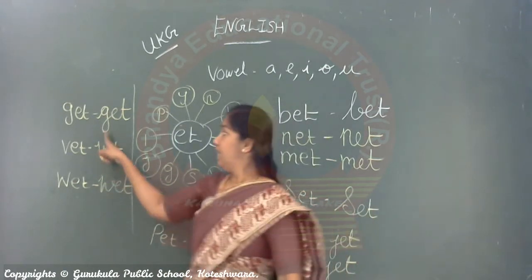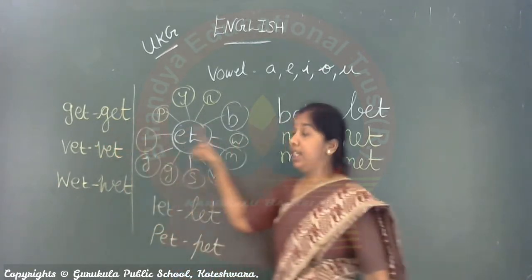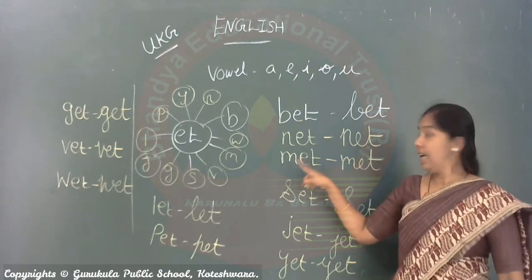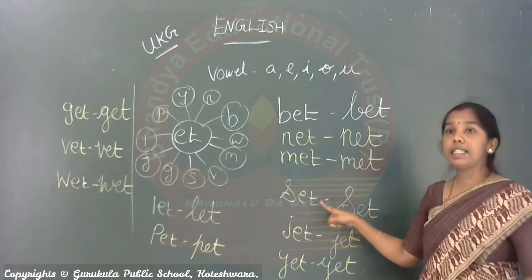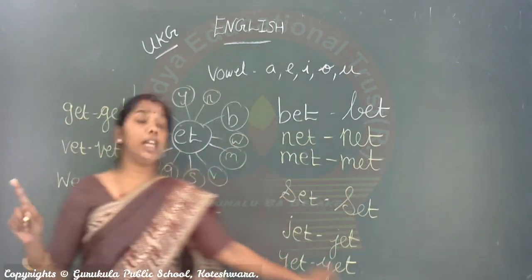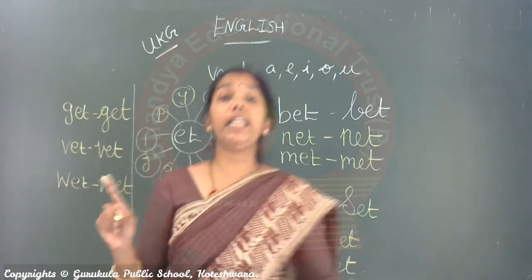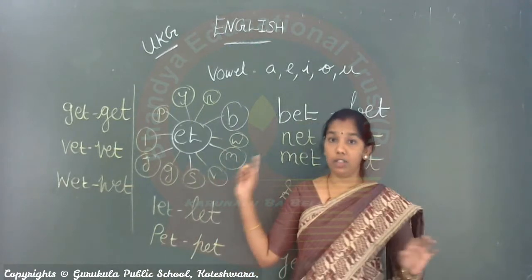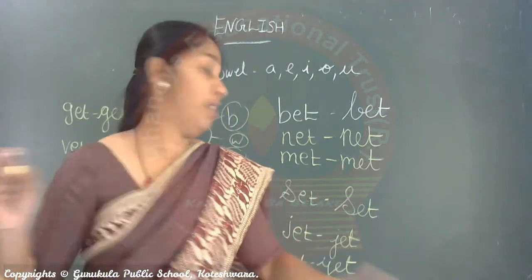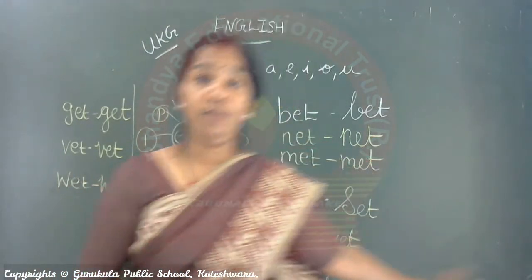W-E-T, wet, V-E-T, vet, G-E-T, get, B-E-T, bet, N-E-T, net, M-E-T, met, S-E-T, set, then J-E-T, jet, Y-E-T, yet. You will be understanding very soon. Okay. I hope you are getting it. Yes. Okay. Thank you so much. Take care.